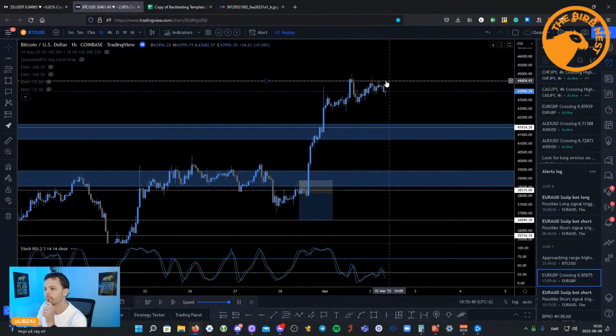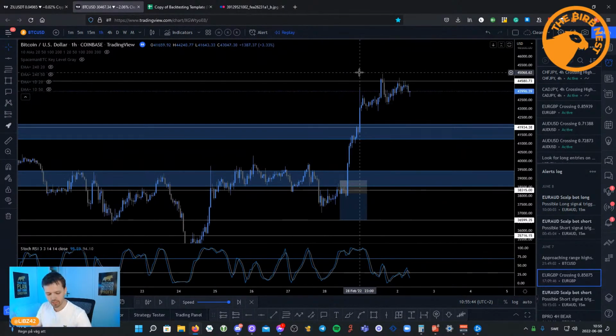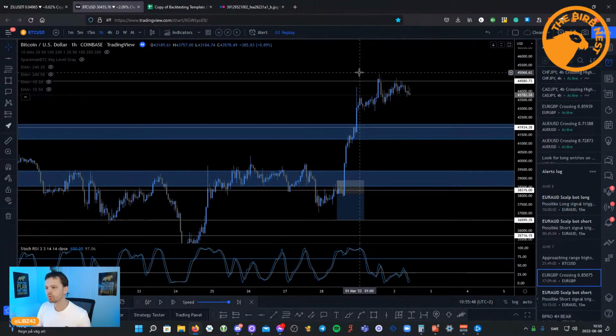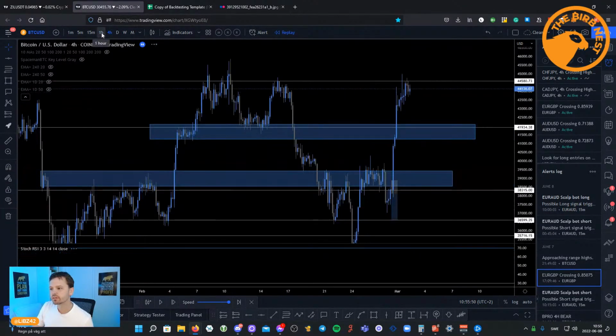We want to see a rejection here on the 1 hour. So let's see what we have here. We want to see a move lower. What's the 4 hour doing here?